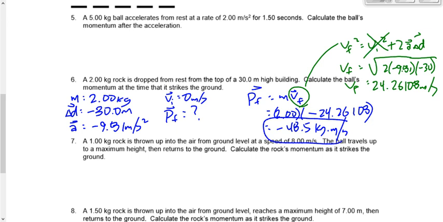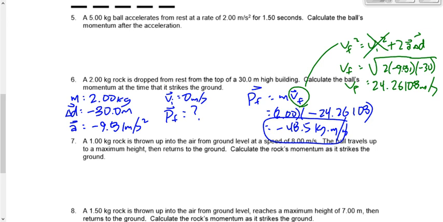Or some of you aren't big fans of the negatives. That's okay. If you don't like the negatives, just say 48.5 down. Either way is okay. My preference is to put the negative in the equations so we get a negative for an answer. Mathematically it seems to work better that way, but whatever works for you. Is that okay?